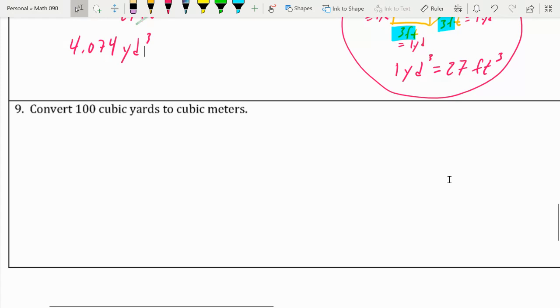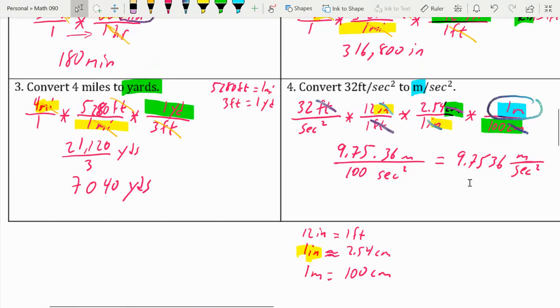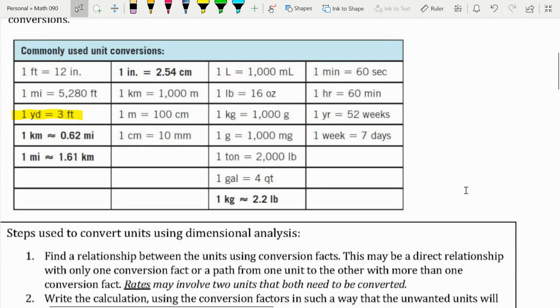Ready? Not cubic feet, sorry. 100 cubic yards, so to the third power over 1 times. Now I need to go from yards to meters. That's all I'm going to think about, going from yards to meters. If I look at this, I'm going from standard or English units to metric units. There's nothing that's going to go from yards to meters. I have yards to feet that I forgot to erase.